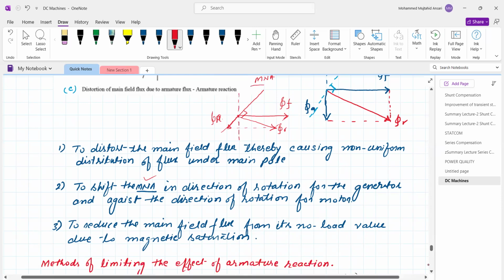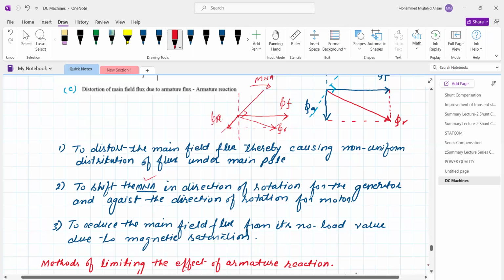It means that for the generator, whatever the direction of rotation, the MNA is going to tilt in the same direction, whereas for the motor, the magnetic neutral axis tilts in the opposite direction. Suppose this is the direction of rotation; for the motor, it is going to shift in the opposite direction.